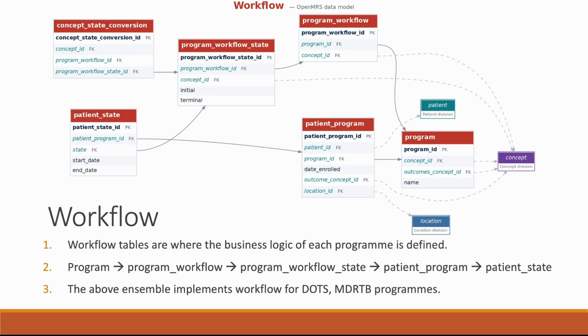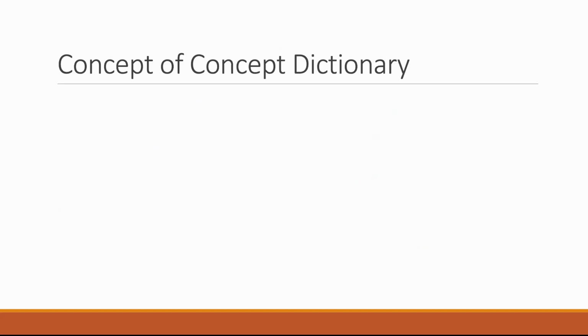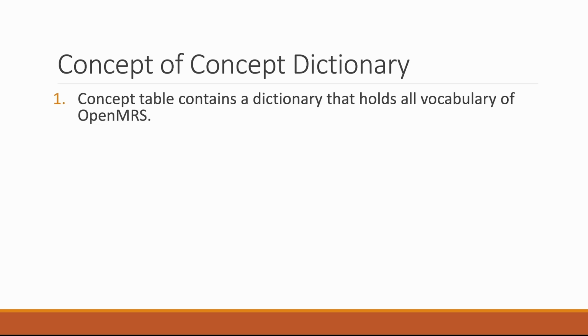Anyways, so far we've discussed mostly patient related data, their workflows, locations, users. Now we are going to jump into a unique entity called concept. Understanding concept is sometimes tricky initially, but as you work with the concept dictionary, you get the complete picture. So the concept table contains a dictionary. This is basically the vocabulary of OpenMRS.